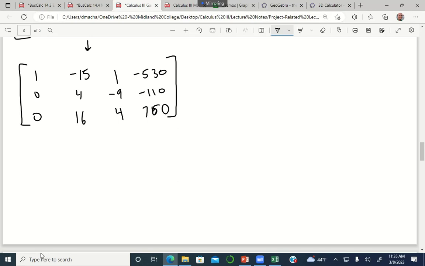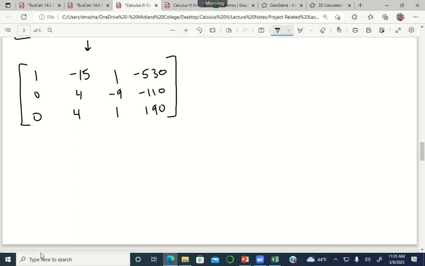Let me take the last row and divide it by 4, just because I think that's factoring out a greatest common factor. That's got to make a little bit of progress. And so instead of 16, I'll have a 4. Instead of a 4, I'll have a 1. And instead of 760, that would be 190. Okay.